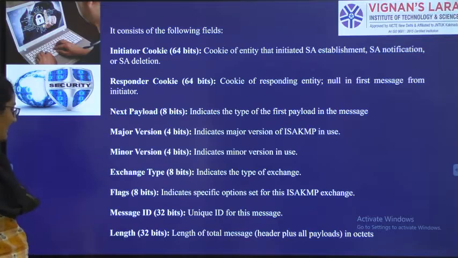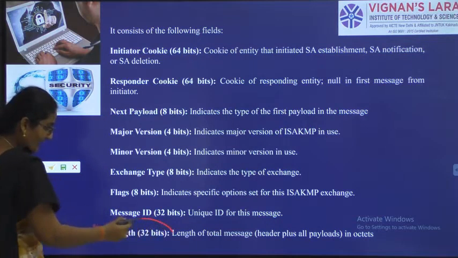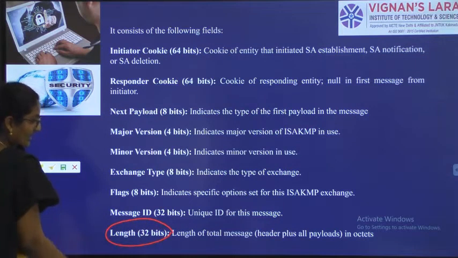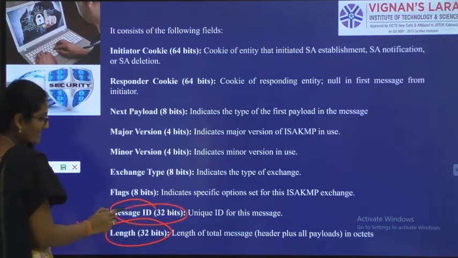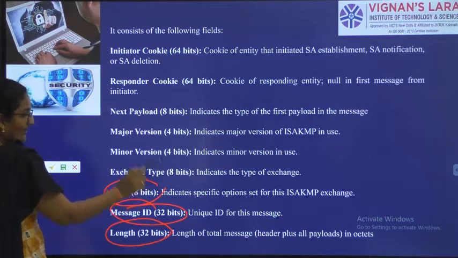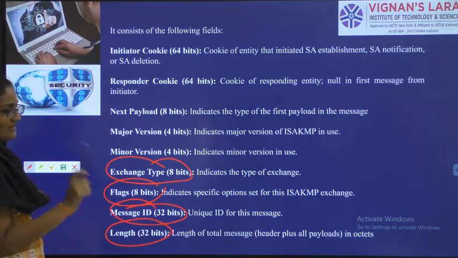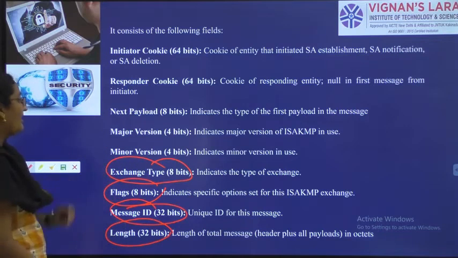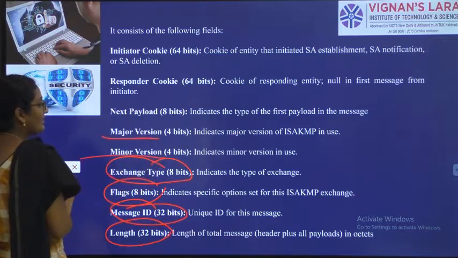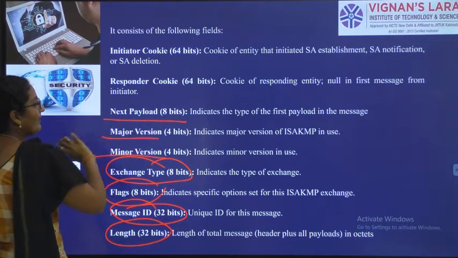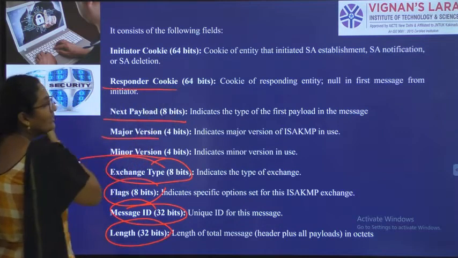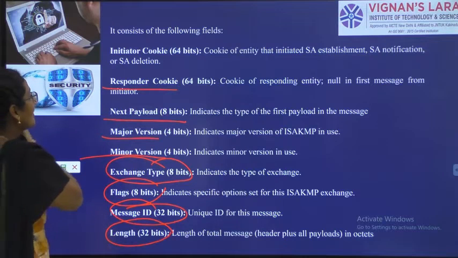So ISAKMP is a protocol used for key management. It is of 32 bits. In that we are giving importance to cookies. So we have the sender cookie called the initiator, and the receiver cookie called the responder. We have message ID, we have flags, we have exchange ID, we have version, we have length also, we have payload also. So we'll see one by one.